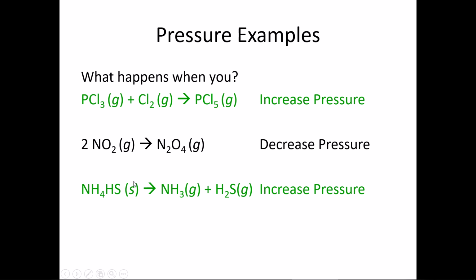Alright, let's look at one that has a solid. NH4HS solid on the left produces 2 gas molecules, NH3 and H2S, on the right. So what happens if I increase the pressure of this reaction? Since I have no molecules of gas on the left, producing more reactant will have less gas moles compared to my 2 gas moles on the right. So increasing pressure, I want to minimize gas moles, so it's going to go back to the left where I have no gas moles for the reaction.